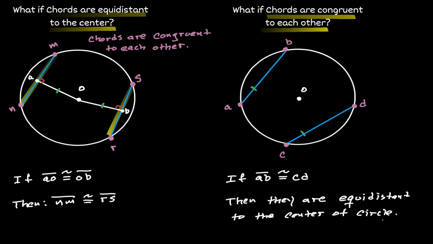So if we consider a perpendicular line from the center to the chord AB, let's call that intersection H. And if we consider another perpendicular line from the center, but now to the chord CD, then those two perpendicular lines are going to be congruent to each other. So if we go back to the original question, what if chords are congruent to each other? Then we can conclude that they are equidistant to the center of the circle.